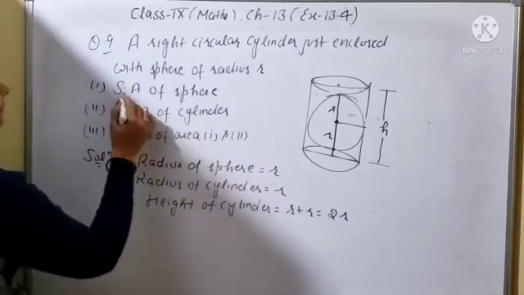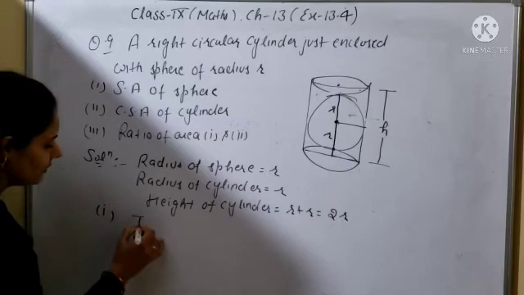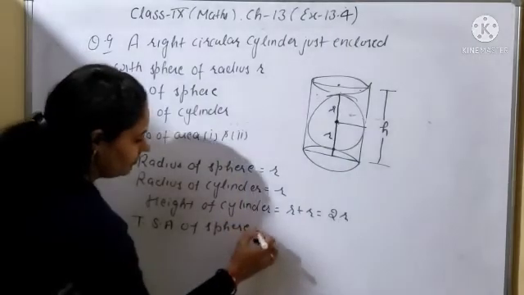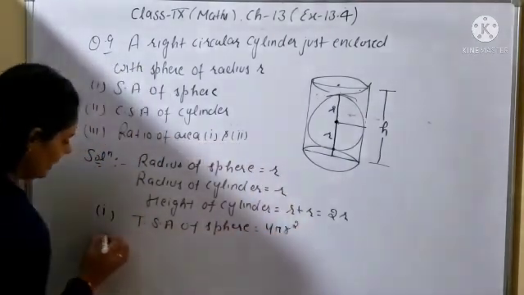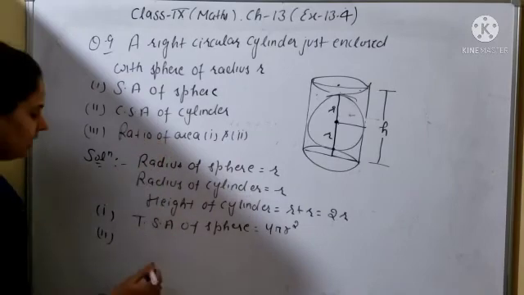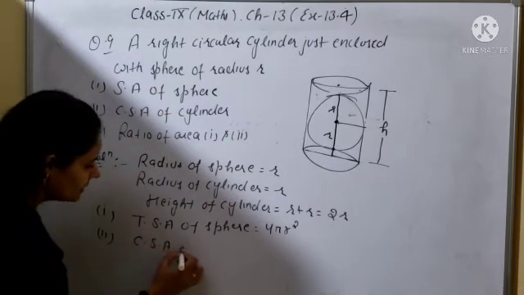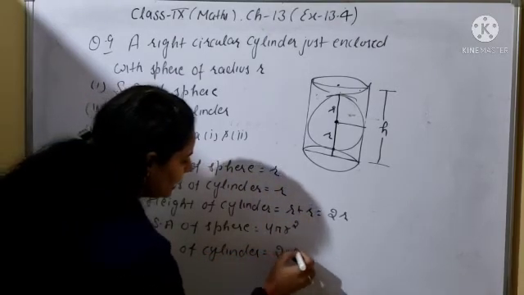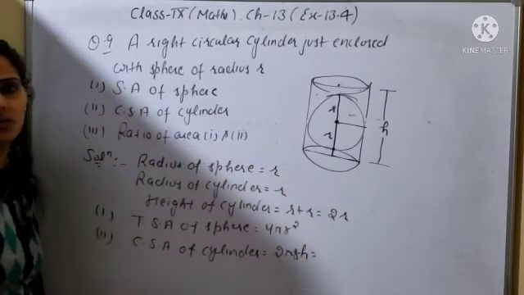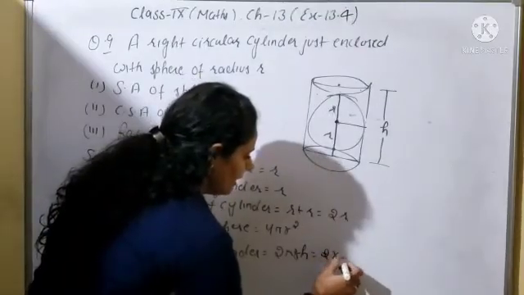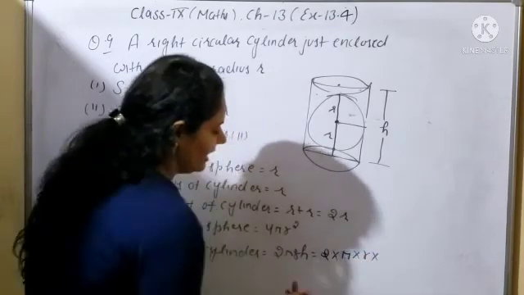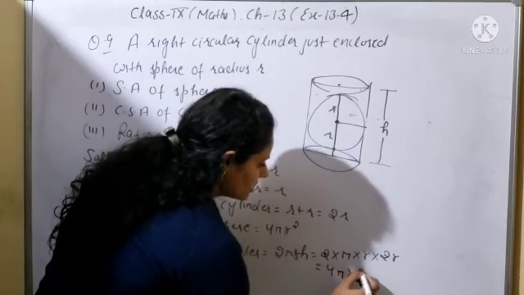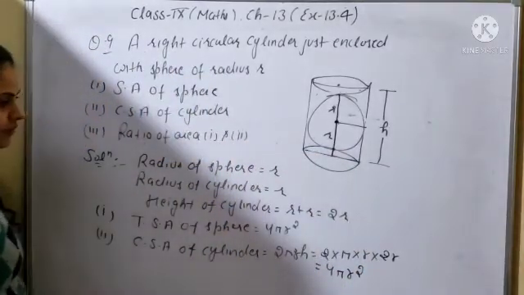Clear? Now first, in the first part, surface area of sphere. So surface area means total surface area, and total surface area of sphere will be 4 pi r square. And in the second, curved surface area of cylinder. So curved surface area of cylinder will be 2 pi r h. This is the formula, 2 pi r h. Put the value 2 into pi into r as it is. r is r and h is 2r. So it is 2r. Now it will be 4 pi r square. Clear? When you will multiply, so it will be same 4 pi r square.